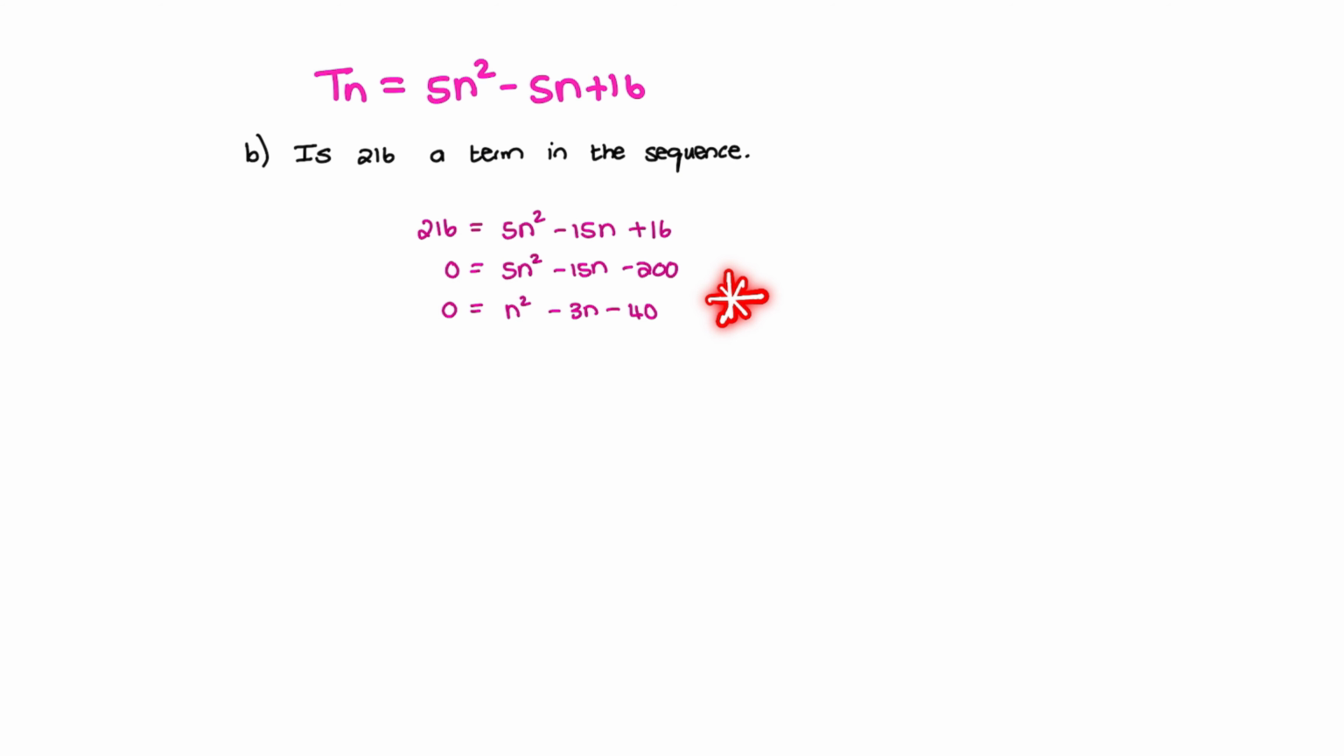Now you can also use the quadratic formula to solve for n. I normally prefer to use factorization, so n squared minus 3n minus 40 factorizes to n minus 8 times n plus 5. And you can see that I have two values: n is equal to 8 and n is equal to negative 5. But a term number cannot be a negative value and it cannot be a fraction or decimal. So we have established that term 8 is equal to 216. Therefore, 216 is a term in the sequence.